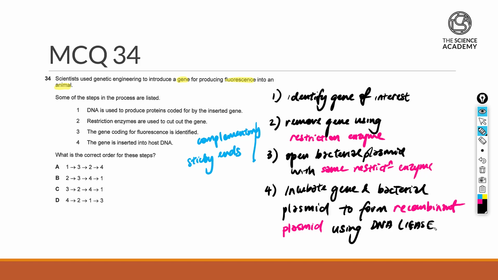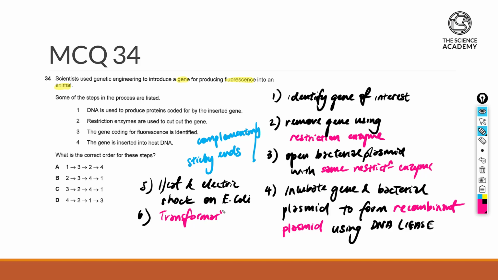And for step number 5 over here, we're just going to use heat and electric shock on a model organism such as E. coli. So what this does is that the pores of the E. coli will actually become transient. It will be open for a short and brief period of time. This is where we undergo the process of transformation of recombinant plasmid into E. coli.